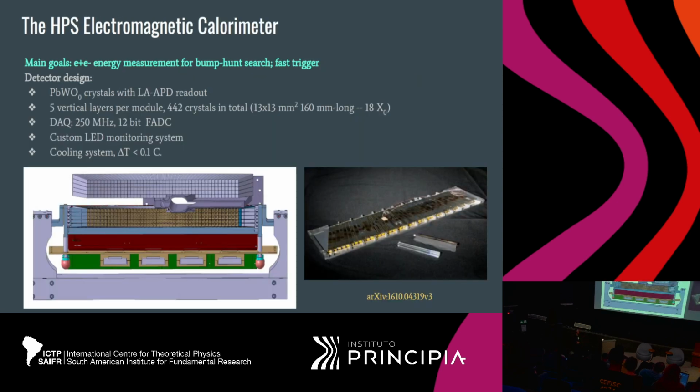Okay, so that was for the SVT. We now come to the electromagnetic calorimeter part. This is important both for the bump hunt search, but also for the trigger. In fact, the trigger of this experiment is given by the electromagnetic calorimeter. So when you see an electron and a positron, so the deposition of energy in two parts of the calorimeter, you can trigger an event.